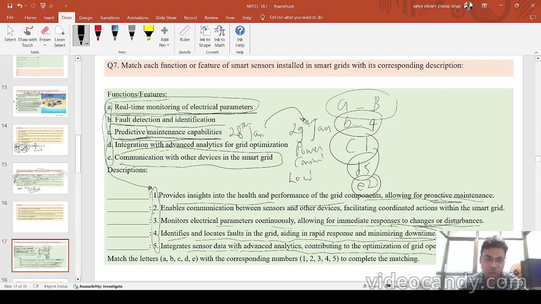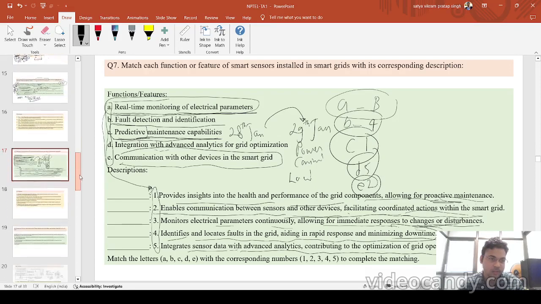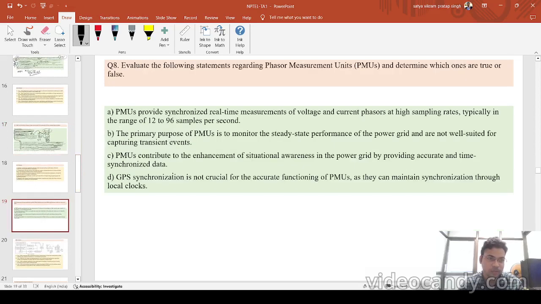That is related to the 2 part, enabling communication between the sensors and other devices, facilitating coordinated action between these modules. Okay, it means that all your answers are correct, guys. That's great. Coming to the next question.